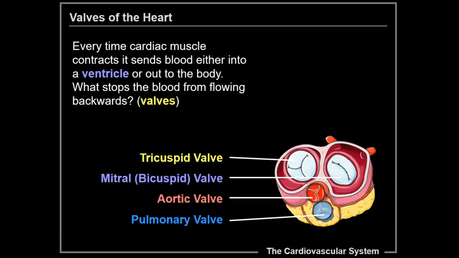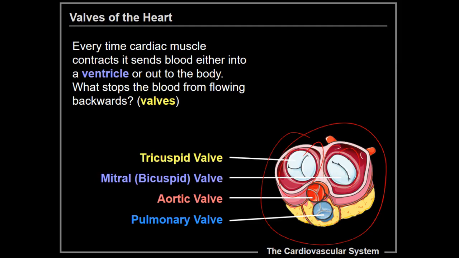Every time the cardiac muscle contracts, it sends blood either into a ventricle or out into the body. What stops the blood from flowing backwards? I'm glad you asked. Those structures are known as valves, and there are four key valves in the heart. I mentioned a few on the last slide, but here in this diagram down here, we are looking at the top of the heart. So here we've cut the top of the atria off, and we're seeing the valves that separate the atria from the ventricles.